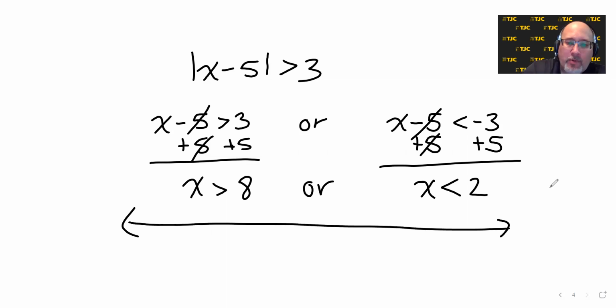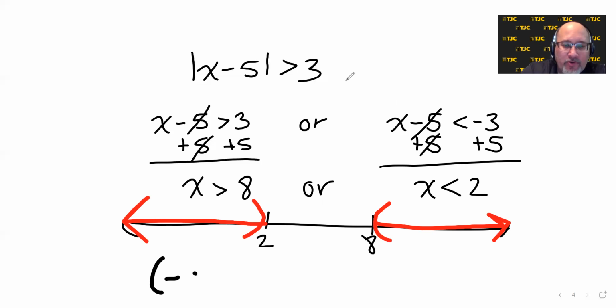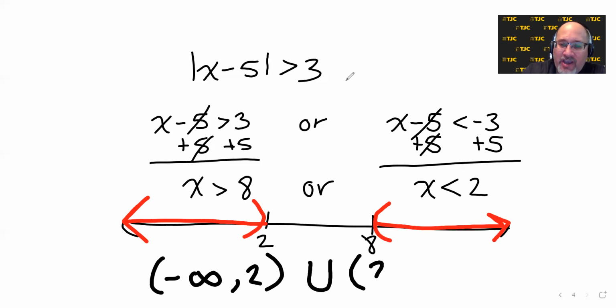As a number line, we would find 2 and 8, make sure they're in the correct order. X is greater than 8 means we shade to the right of 8. And because it says greater than and not greater than or equal to, we would use an open parenthesis on the 8. And for x is less than 2, we would shade to the left of 2. And again, put a parenthesis on the 2 opening to the right. Our interval from left to right is open parenthesis, -infinity, comma 2, close parenthesis, that's the left part of the number line, union, open parenthesis, 8, comma infinity, that's the right part of the number line.